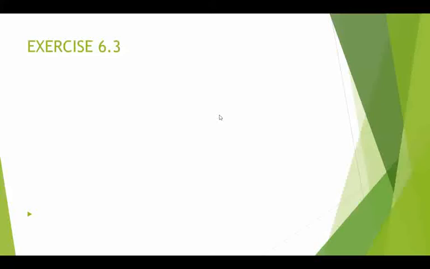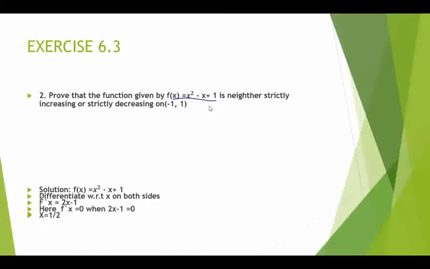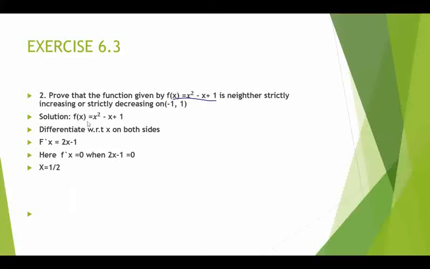Then I consider second example. Prove that the function f of x is x square minus x plus 1 is neither strictly increasing nor strictly decreasing on the interval minus 1 comma 1. So for such examples, what you used to do? You will consider the function and first step is differentiate with respect to x on both sides. X square derivative is 2x, minus 1 you will keep as it is.